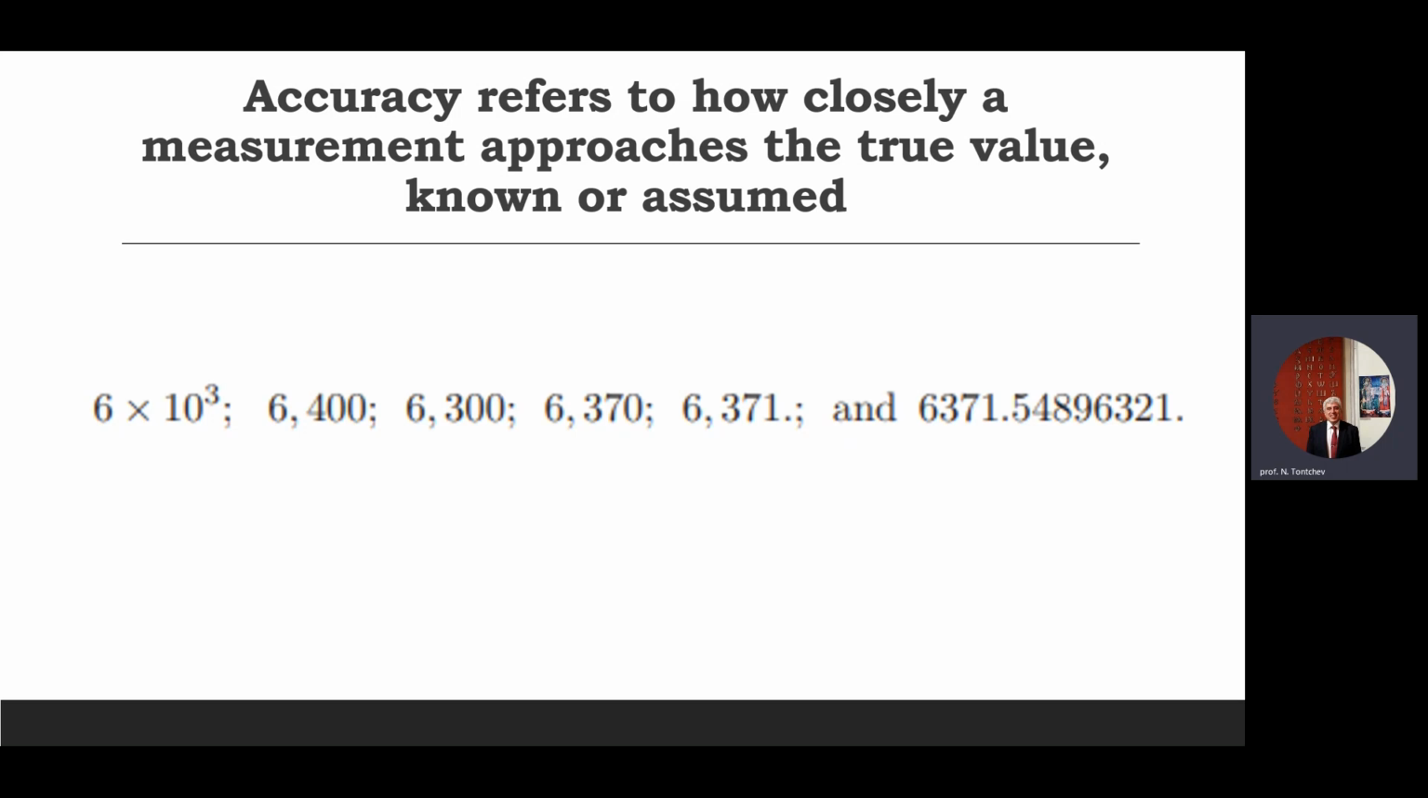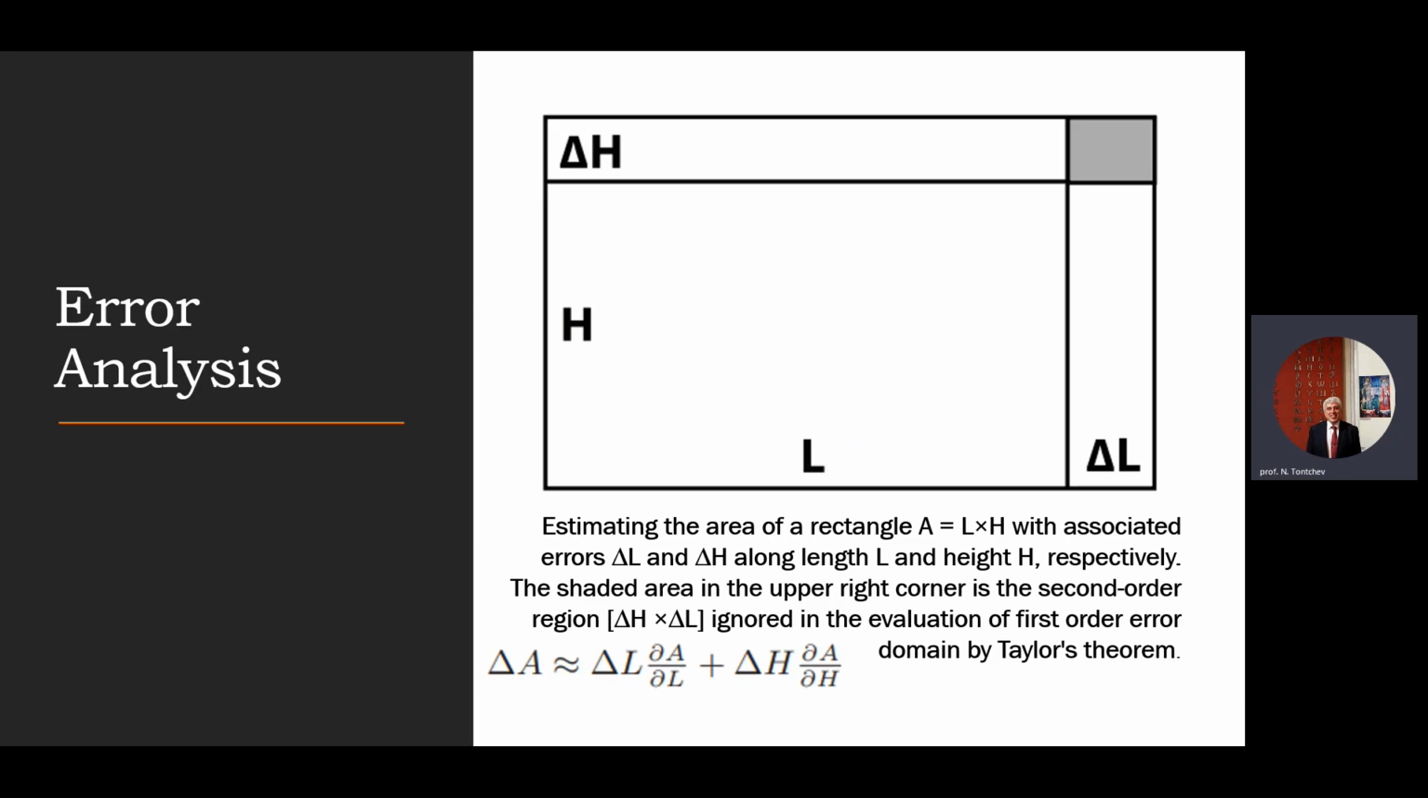A number can be rounded by adding 1 to it, only if the digit to the right is greater than or equal to 5. The shaded area in the upper right-hand corner is the second-order region, ignored when evaluating the first-order error in the region by Taylor's theorem. The same can be multiplied from areas into volumes.